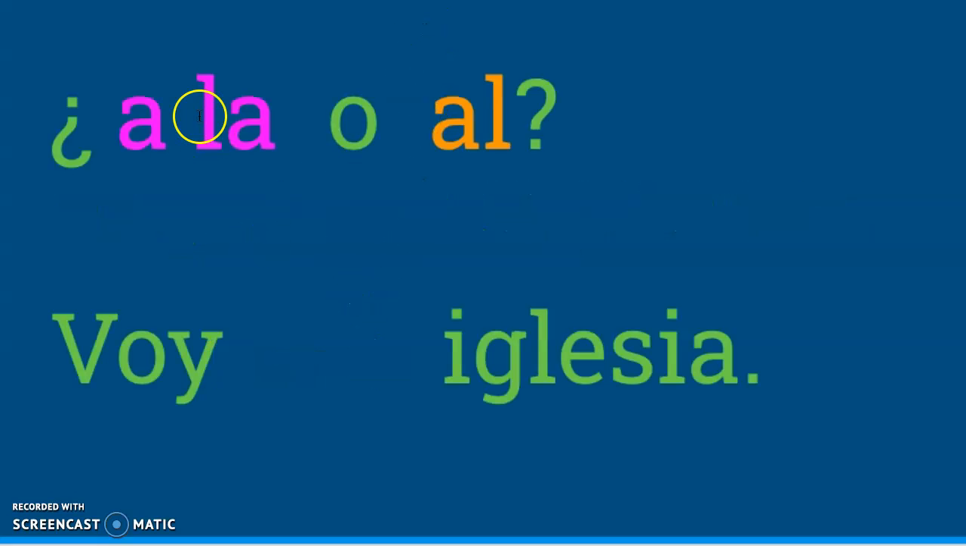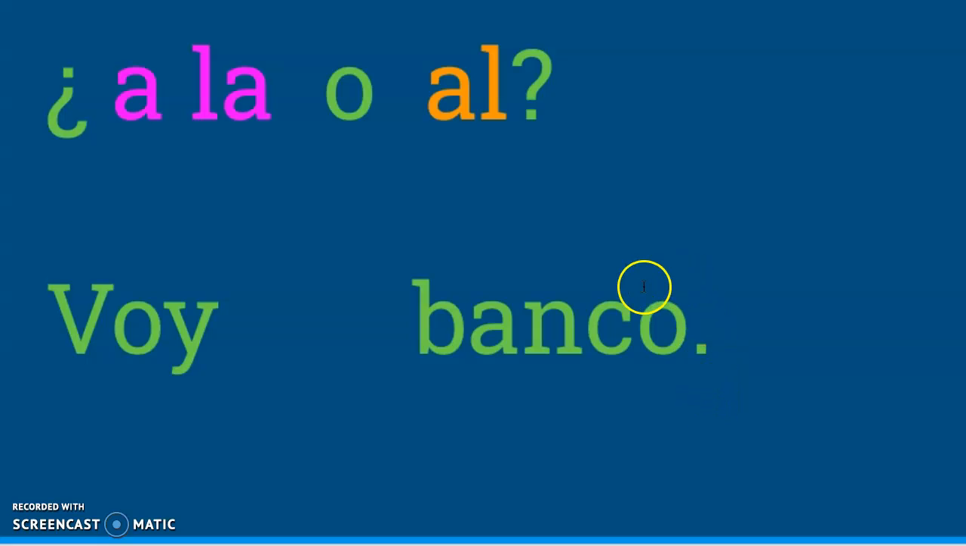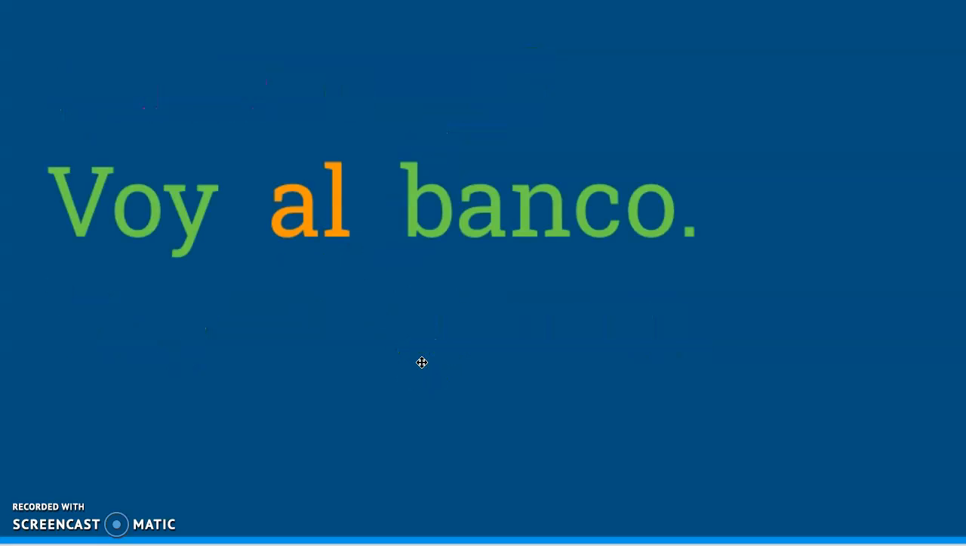So let's look at this example. Would I choose a la or al? Well, I have I go or I'm going, and I've got iglesia. Now iglesia ends in an A, so that means it's probably a feminine noun. This means church. So I think I would probably use a la, because la goes with iglesia. Sí. Voy a la iglesia. I go to church. Okay, banco. Now, banco ends in an O, which means it's probably masculine. So I wouldn't want to use la. I probably would choose al, since this is a masculine place. So I would say voy al banco. Sí, muy bien. I go to the bank.